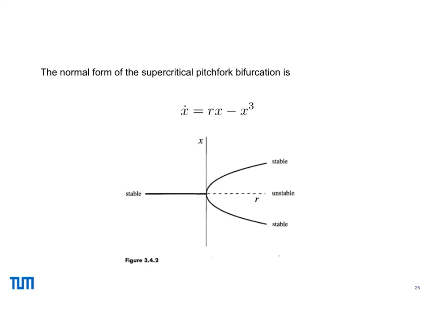So you can picture that in your minds. For r negative, you have the origin as an attractor, so x equal to 0. And for r positive, you have two additional fixed points that are now the attractors, and the origin becomes a repeller. Okay, so this is how it looks.